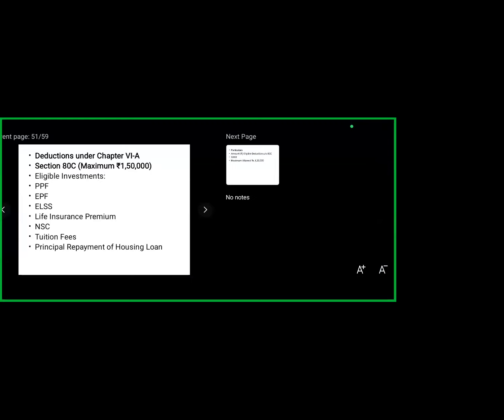Eligible investments: investment in bank, public provident fund, employee provident fund, ELSS. What is the long form of ELSS? Equity Linked Savings Schemes.